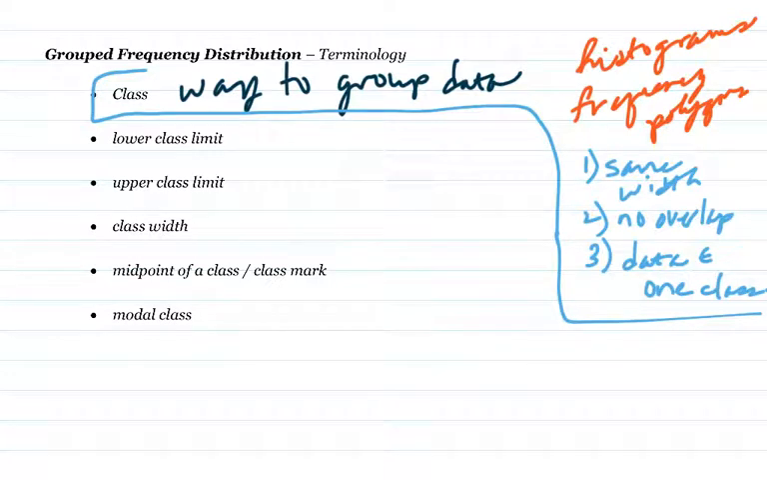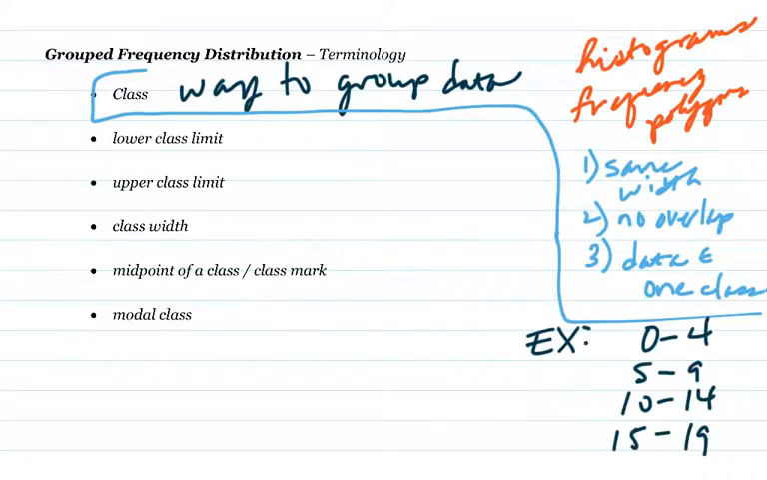Oftentimes with numerical data, you'll see the classes being a range of values, something like 0 to 4, 5 to 9, 10 to 14. Those are examples of classes of numerical values. They're grouped, and they're the same width, meaning 0, 1, 2, 3, 4 contains 5 total values. 5, 6, 7, 8, 9 contains 5 values, and so forth. So they're the same width. There's no overlap, and as long as my data is an integer, it's either going to be in one class or another class. It can't be in two at the same time. So that's what we are talking about when we talk about classes.